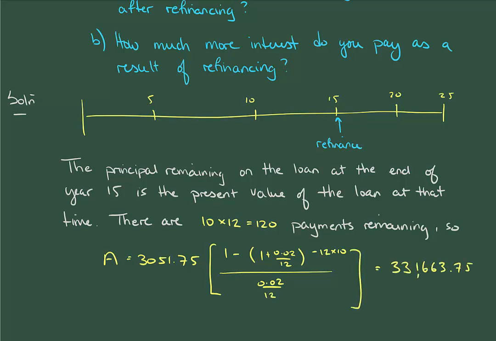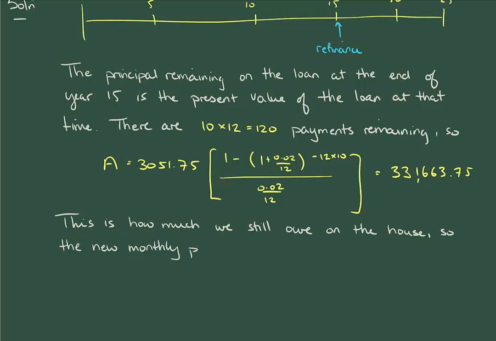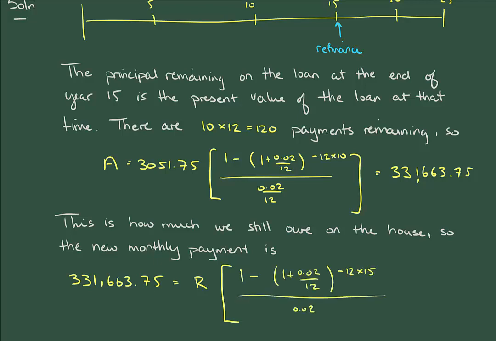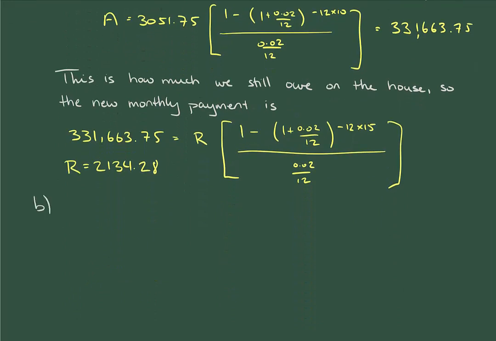that's going to give us this value, $331,663.75. So this is the amount we still owe on the house, so we can calculate the new monthly payments by pretending that we are taking out a new mortgage. We're going to use the same formula as in our previous example, except instead of $720,000, we use the $331,000 value above, and we use 150 payments this time. And so working this out gives us $2,134.28, which is significantly less.